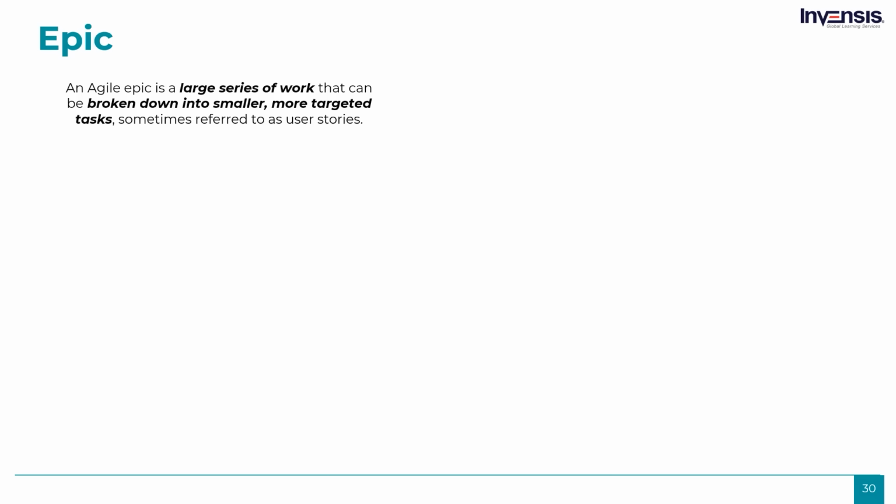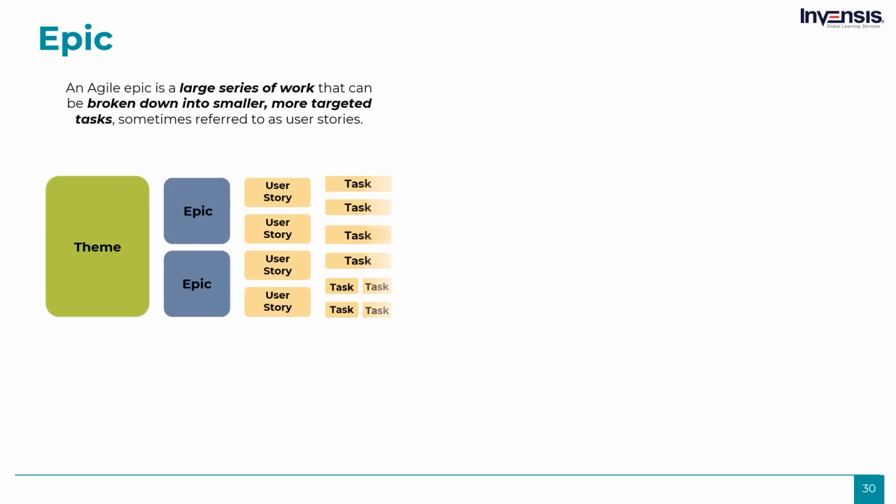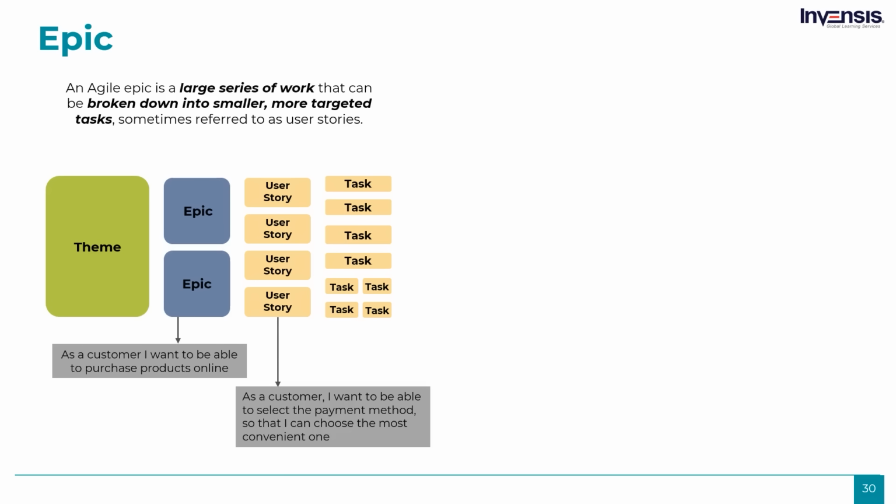It is also an expression of a business requirement, but it is large and will usually have to be broken down to be able to address it, be it for reasons of time or complexity. Let's say we have a user story that goes like this. As a customer, I want to be able to select the payment method, so that I can choose the most convenient one. Then, an epic related to this user story would be, as a customer I want to be able to purchase products online. Surely this will have to be broken down into quite a number of user stories, right?